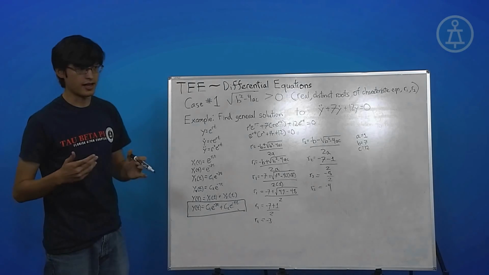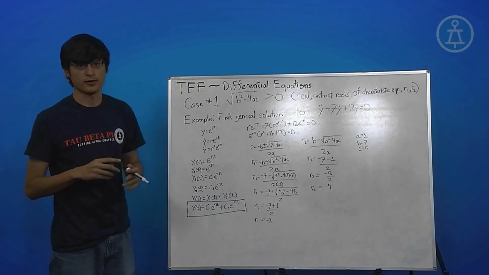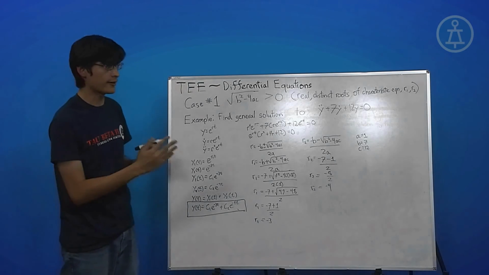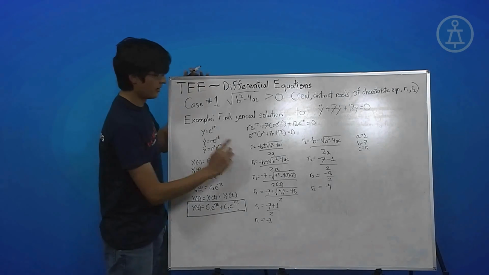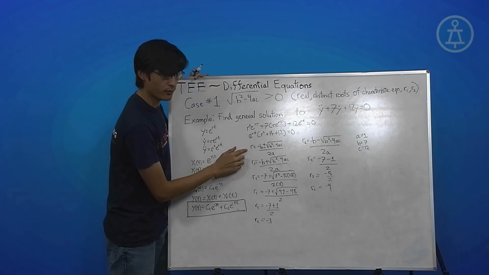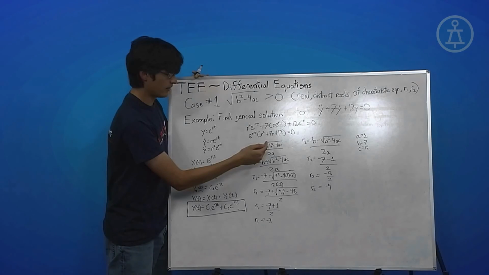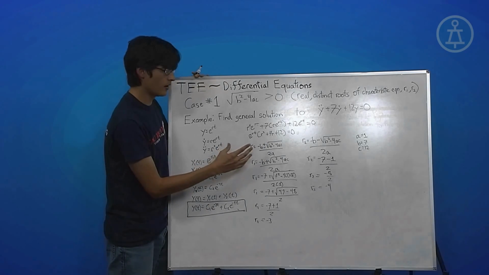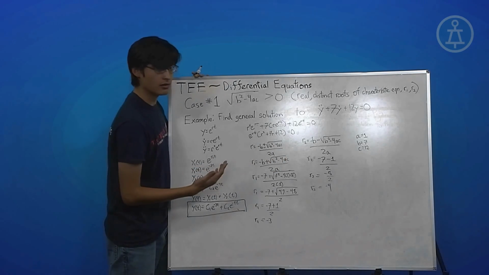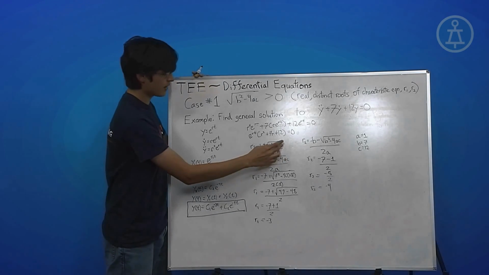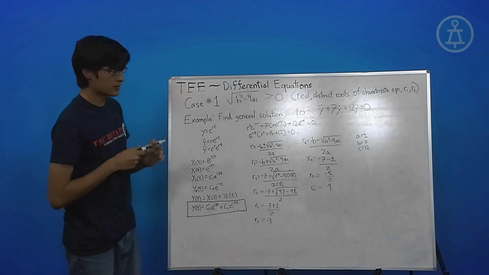So that's an example of using the characteristic equation to solve a differential equation, given that our characteristic equation yields real distinct roots, which I'll remind you again is when this part of the quadratic formula that we use to solve the roots is greater than 0. For the next case, we'll consider what happens when this part of the formula is equal to 0. And the case after that is what happens when this part of the quadratic formula is less than 0. But we'll save that for another video.